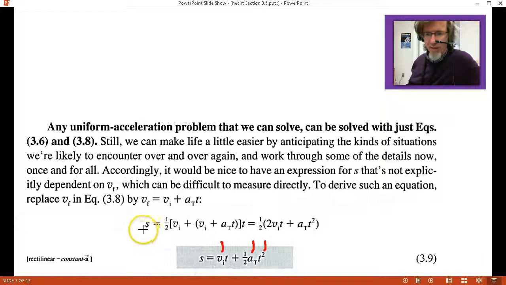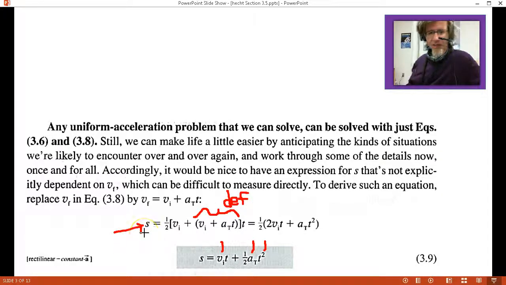Well, I take the equation that we left off with in the last slide. So distance is 1/2 initial velocity plus the final velocity times time. The point is, this equation here for final velocity, we got from that first equation. In other words, we got that from the definition of acceleration. So let me just write definition here.